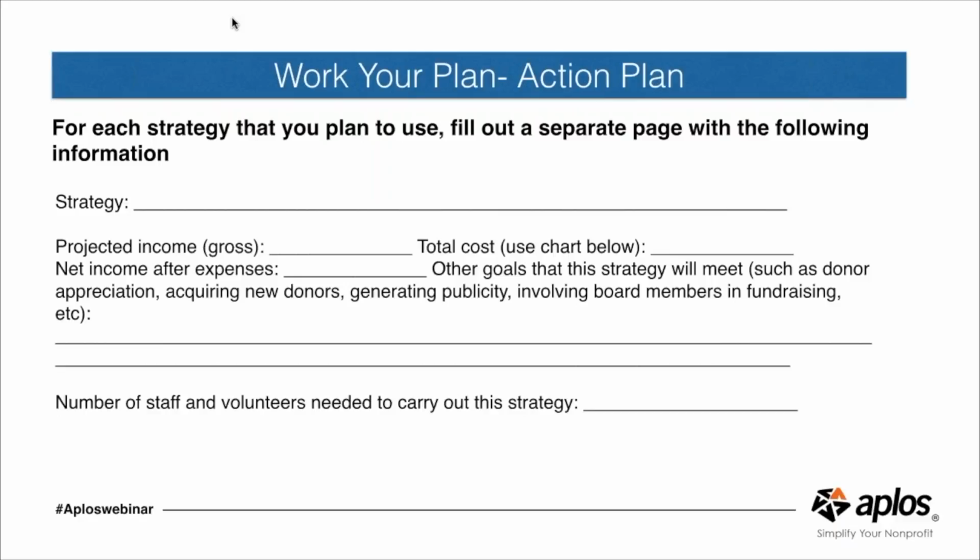But again, list the strategy, list the projected income. And again, we want to talk about gross. "How much did you make?" is a common question. Well, we made 100,000. Well, how much did you spend? The total cost, and I'll show you the chart in a minute. Net income after expenses, and other goals that this will meet.